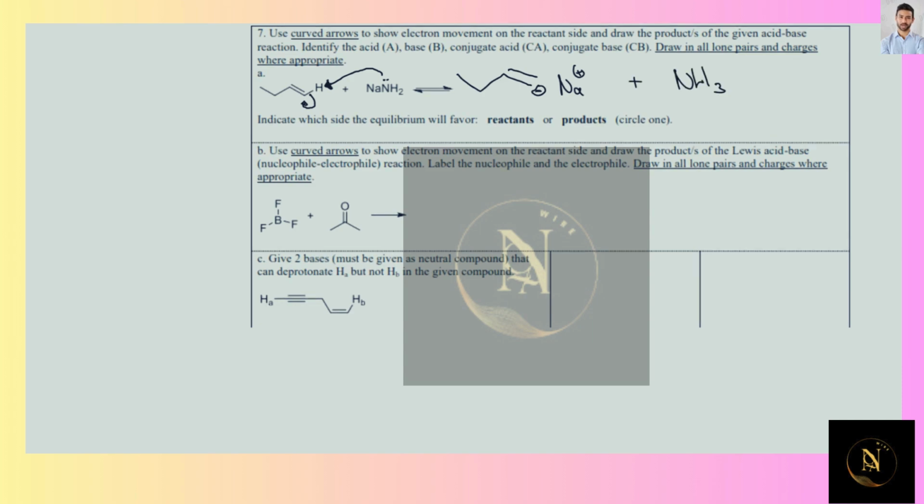First of all, the acid in this case is going to be the alkene, the base is going to be the sodium amide, the conjugate base is going to be this compound over here, and the conjugate acid is going to be NH3. So in order to know what is going to be the favored direction, what we need to assess is where the weakest acid is.